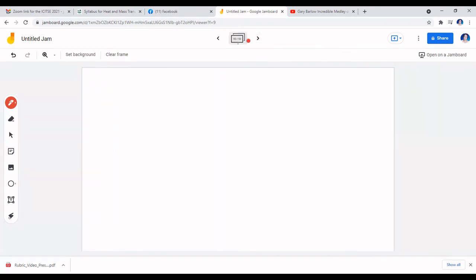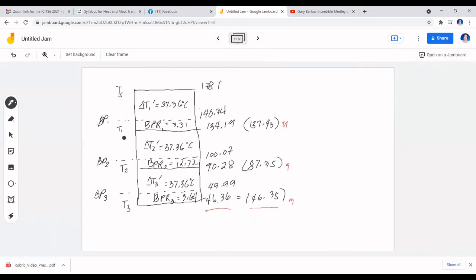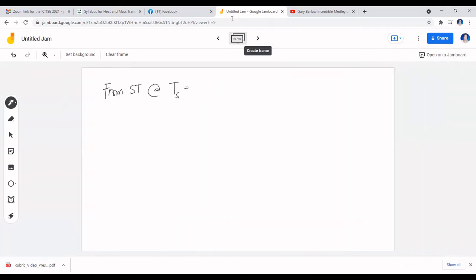Example: from steam tables at T saturation, let's say, I'll use not TS because that's for steam, I'll use T1, 137.43.